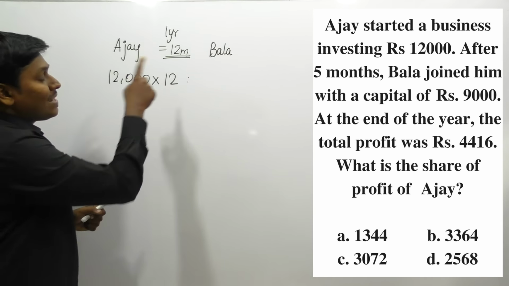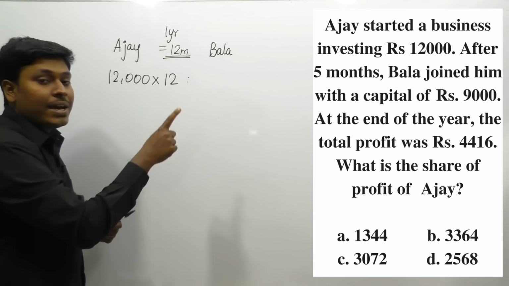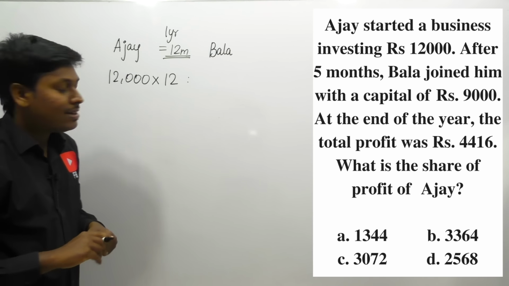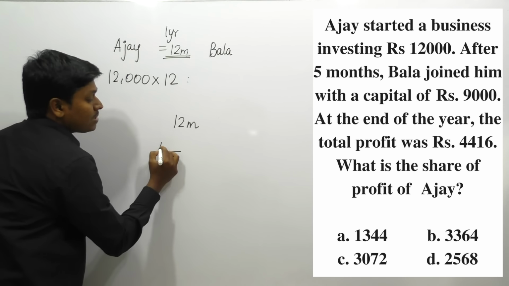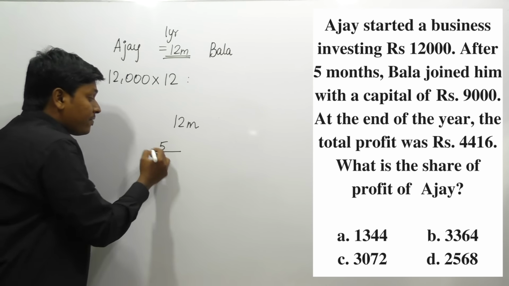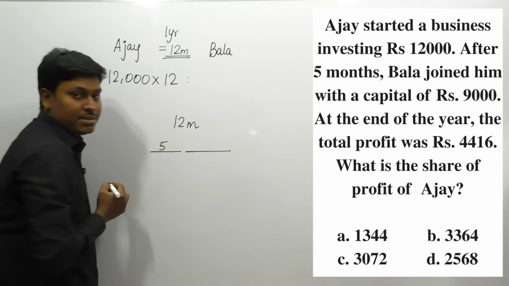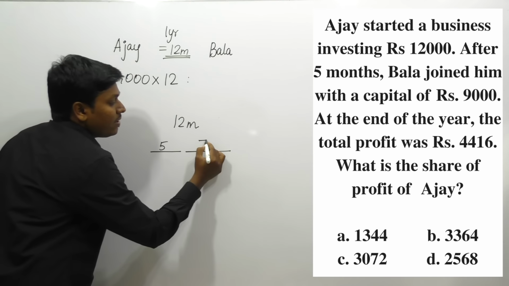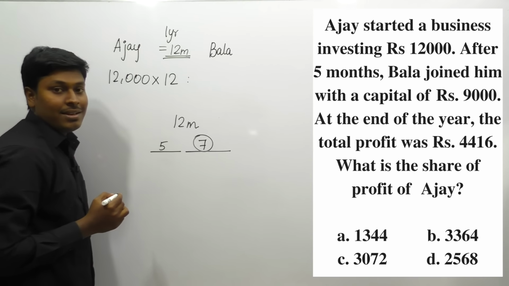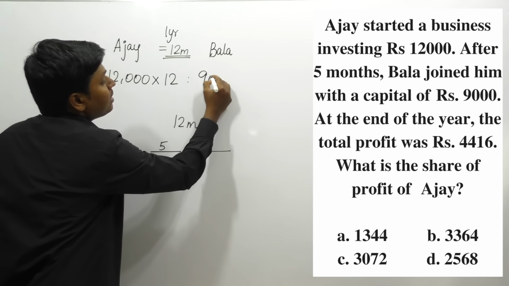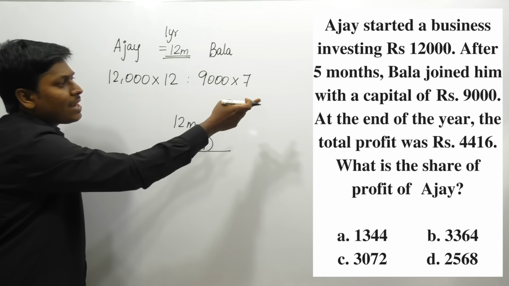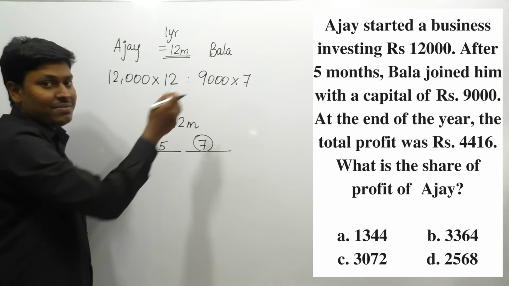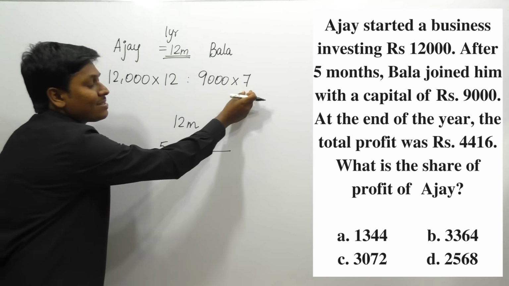And the second is Bala. After 5 months only, the person Bala joined. Listen here friends, totally it will be 12 months. So for the first 5 months Bala was not in the business. After 5 months, Bala joined the business. So 12 minus 5 will be 7. We can surely say that Bala will be in the business for 7 months. We know that 9,000 is the capital for Bala. He is investing 9,000 in the business for the next 7 months.